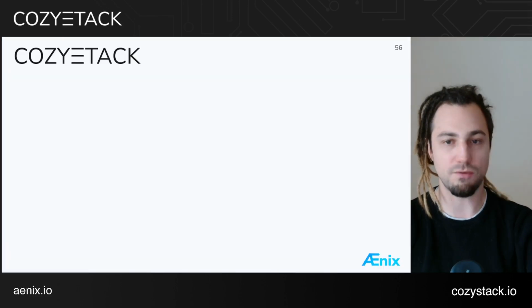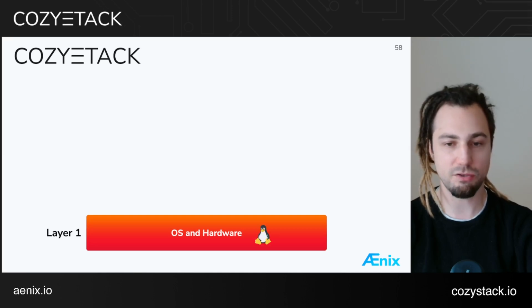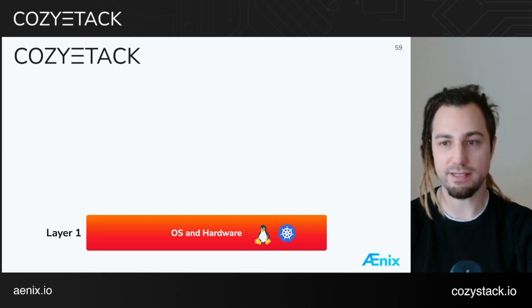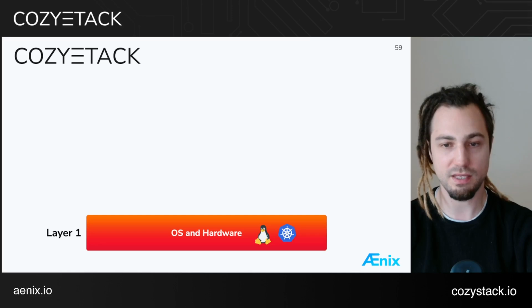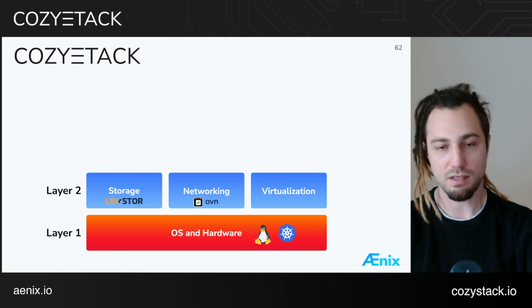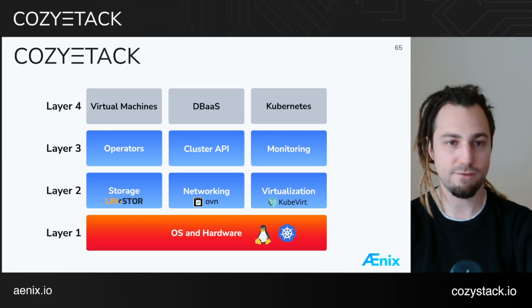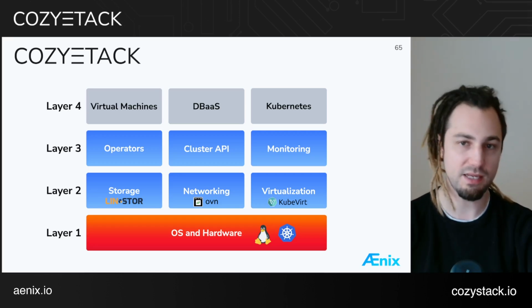Now let's talk about how this works. We can split our platform into 4 different layers. On layer 1, we have the operating system and hardware. That means on this layer, we're managing the Linux kernel, the basic system, and this layer is also providing us Kubernetes, the main Kubernetes API, which we can use to deliver all the rest of the components. The rest of the components we use are storage, where we use LINSTOR, networking based on OVN, and virtualization based on KubeVirt. On layer 3, we have operators for provisioning our databases, Cluster API, and monitoring. On layer 4, it's more of a user-facing layer. We have this amazing dashboard where you can click and install applications like virtual machines, databases, and Kubernetes.